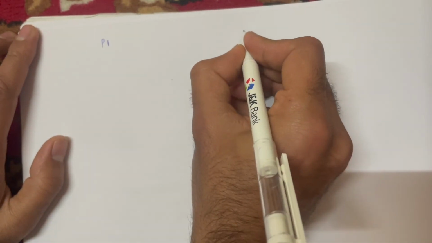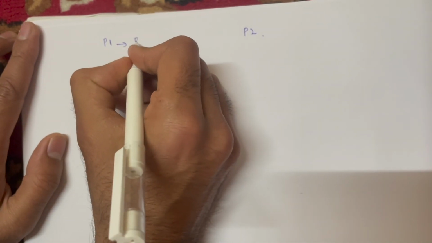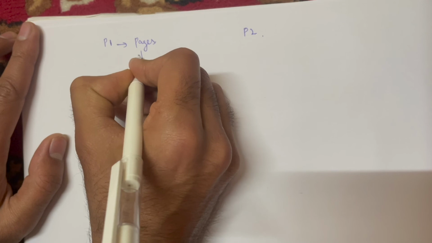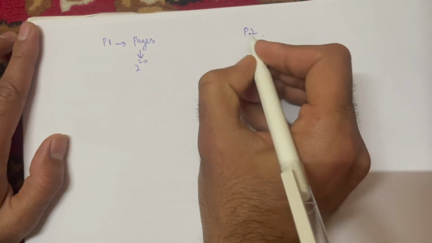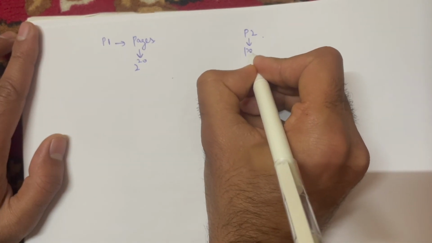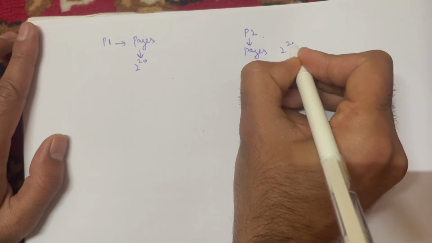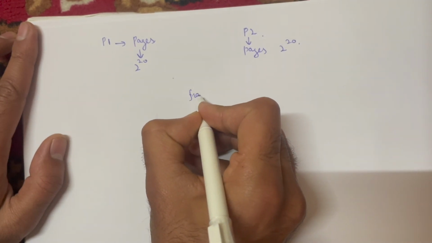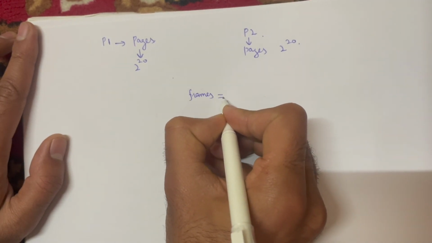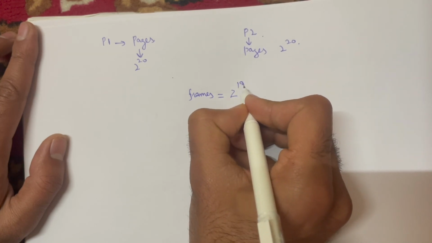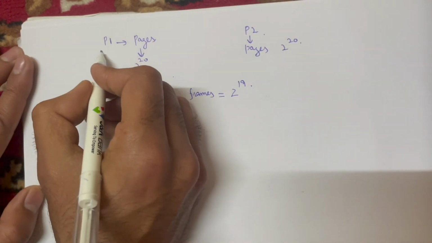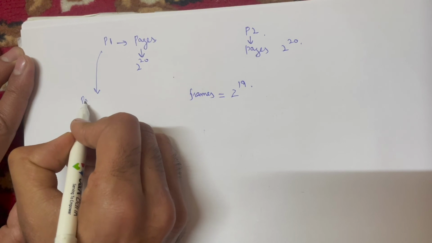Fine. So let me repeat it again. Let's suppose I have two processes, P1 and P2. P1 will have pages, how many? 2 raised power 20. P2 will also have pages, 2 raised power 20. And we have frames, or we can say we have main memory. How many frames are there? 2 raised power 19. So this P1 will have its page table.